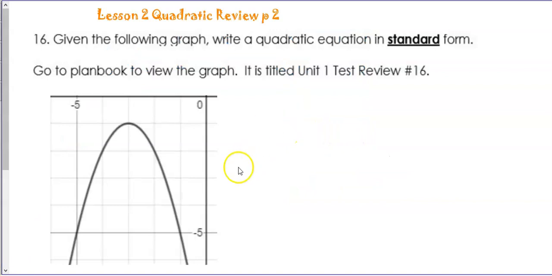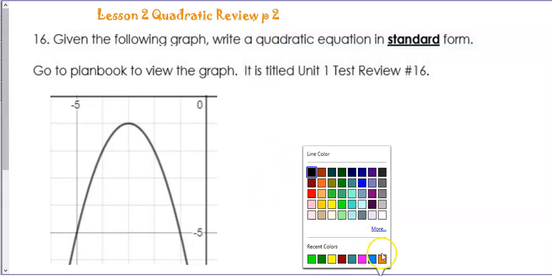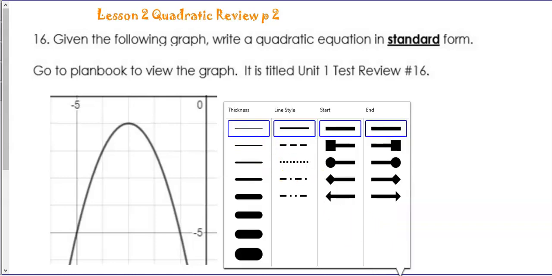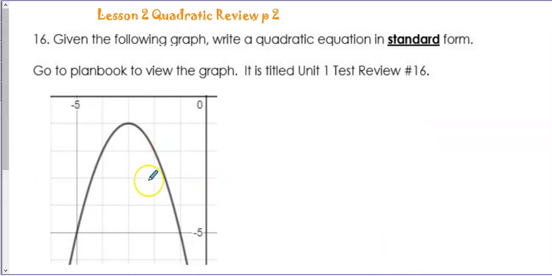So number 16 is from lesson 2, way back at the beginning, and this was the quadratic review on page 2. It was pages 1 and 2, but the quadratic part was just page 2. So I think I told you that this didn't show up very well on your test review. So I told you where you could find the picture of this on Planbook. I shared a file with you. So in looking at the file, you can see where the different points are.